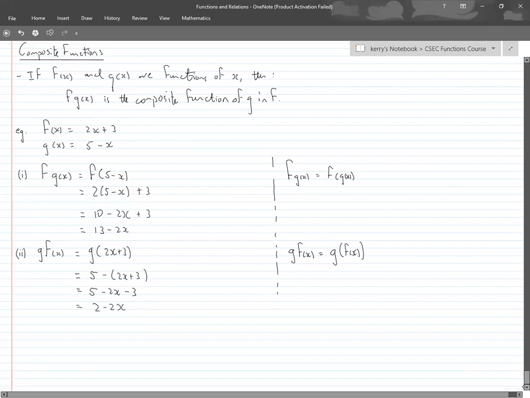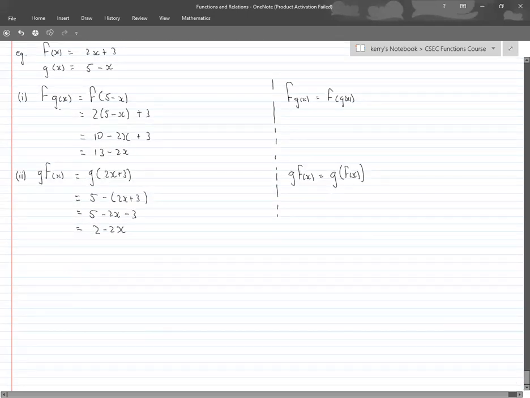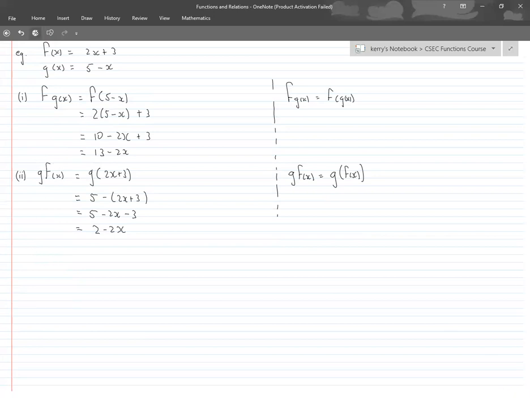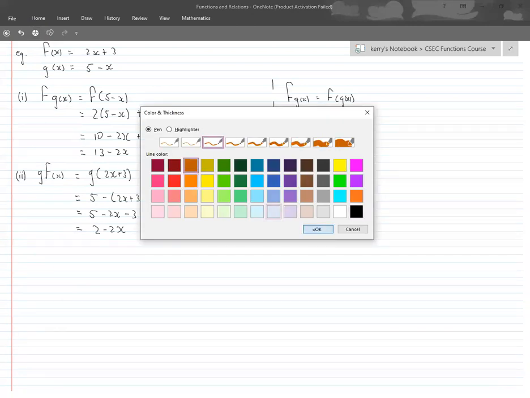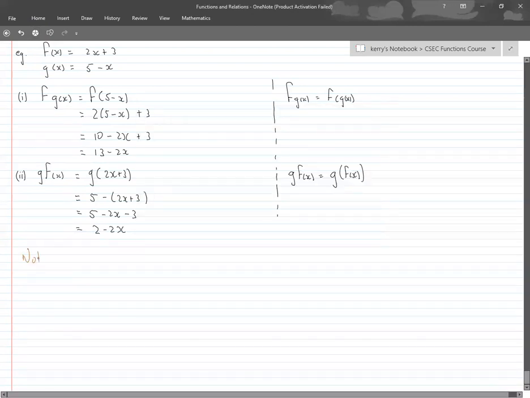Now, something to take note of here is that f of g of x is not equal to g of f of x. A little side note: in general, f of g of x is not equal to g of f of x. So what that means is that the composition of functions is not commutative. It means that you can't do them back to front and get the same result.